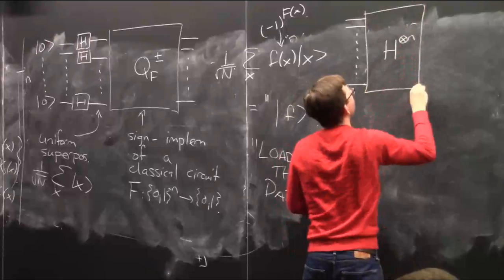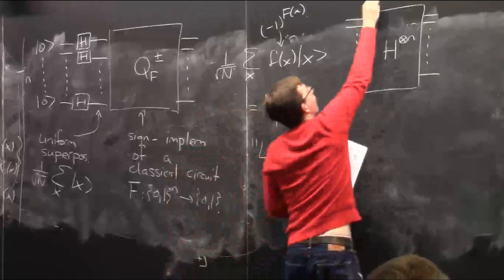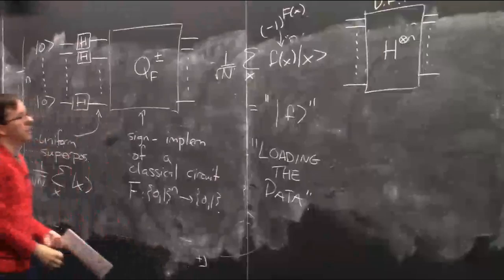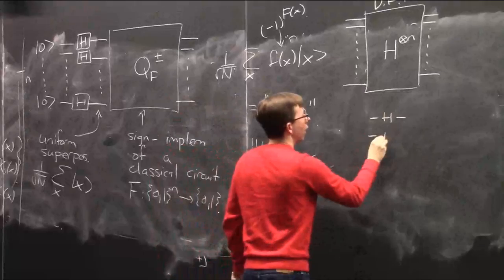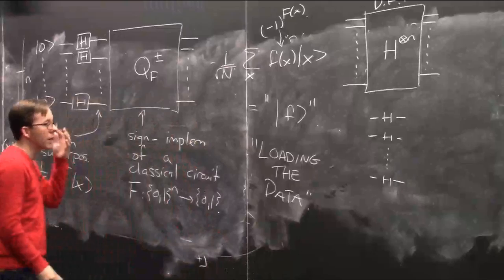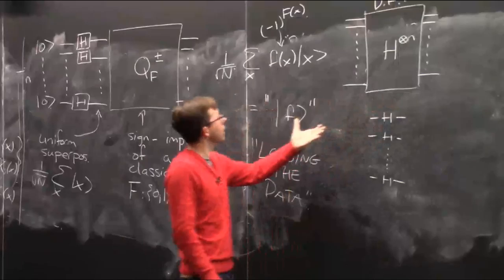OK? I've written it as though it were one big mystery circuit. It's not really a mystery, actually. It's really just you put a Hadamard on each wire. So it's very easy to build with quantum circuits. But overall, it's doing some big capital N dimensional linear transformation, a unitary transformation on this state.